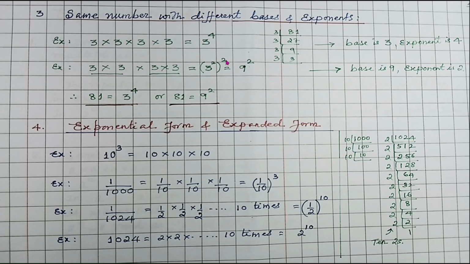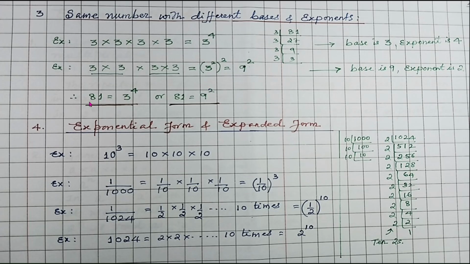So 3 squared raised to 2. That means one pair of 3, another pair of 3 becomes 3 squared and 3 squared, and raised to 2 becomes 9 squared. Here the base is 9 and the power is 2. That means 81 can be written as 3 raised to 4, or 81 also can be written as 9 raised to 2.